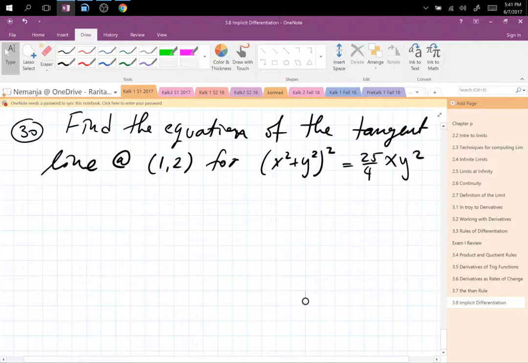What are the steps? Derivative. Steps are the same like at the beginning of chapter 3. Tangent line procedure is always the same. Find the derivative, plug the point to get the slope, and then find the b.